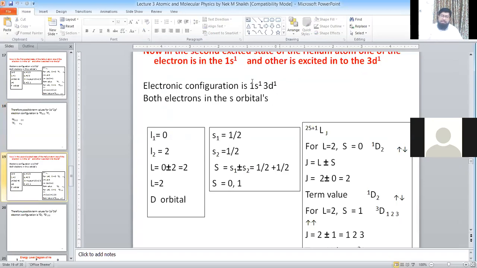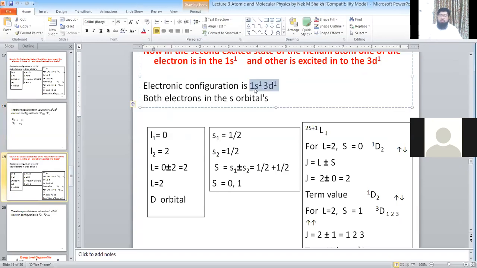Here the first electron is in n is equal to 1, which is the s orbital. The second electron is n is equal to 3 in the d orbital. So here L1 is equal to 0, L2 is equal to 2. So the total angular momentum is 2. So it is D is equal to 2, so this is the D orbital.